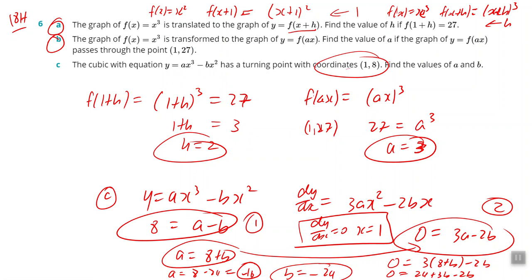You've got a cubic equation with two parameters, and you're just trying to solve for the parameters given that it passes through (1, 8), the original graph, and we know that the derivative at x = 1 is 0, and you solve for that. So hopefully that helps.